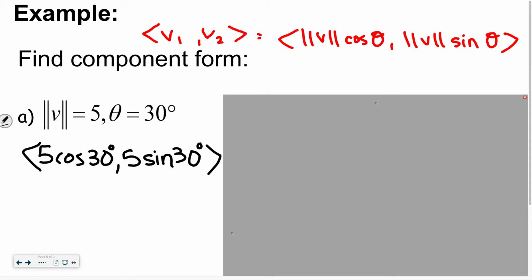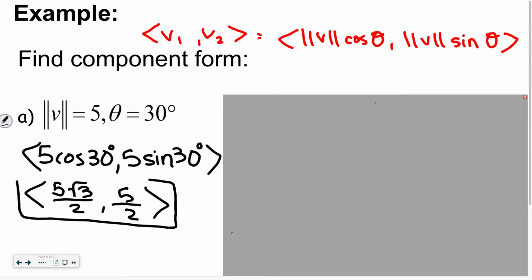Okay. What does the chapter 4 student in you want to do? Do you know the cosine of 30? Unit circle. Cosine of 30? Isn't it radical 3 over 2? So this is going to be 5 radical 3 over 2. Sine of 30? 1/2, so 5/2.